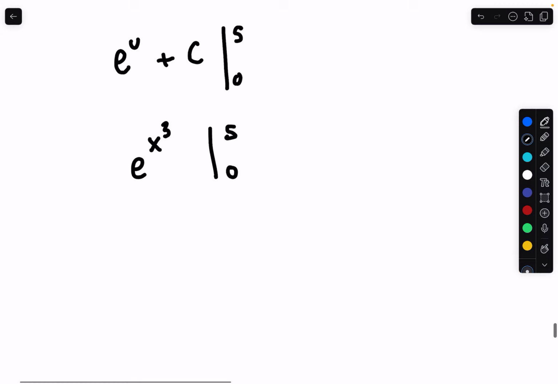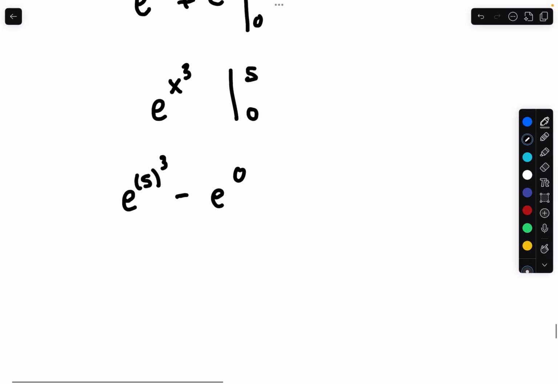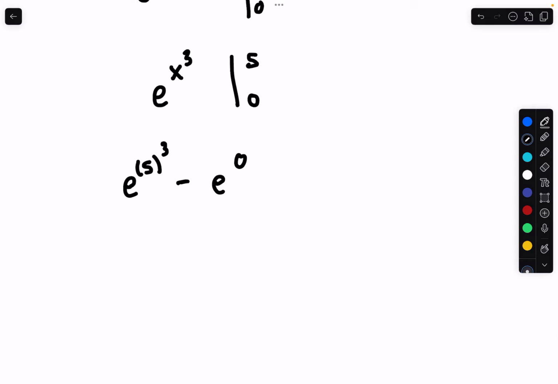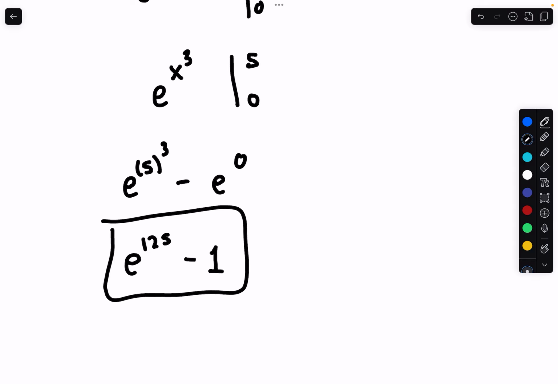Now we can simply evaluate our integral by plugging in 5 and 0. Remember we're doing 5 first, so e to the 5 to the 3 minus e to the 0 to the 3. Now 0 to the 3 stays as 0, and 5 to the 3 is 125. So we get e to the power of 125 minus e to the 0, which is just 1. So there you go. That's our final answer.